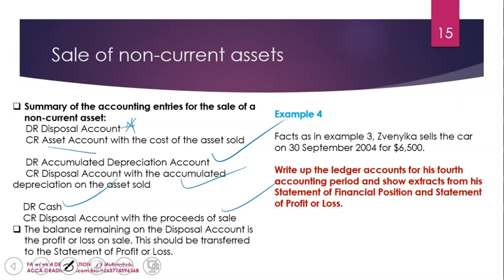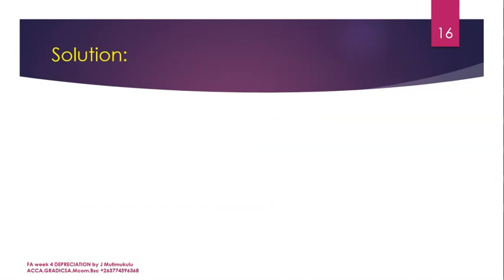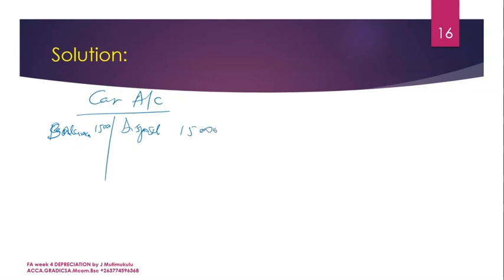Let us first start by drawing up the car account. The car account is as follows. We know that the balance on the car account was 15,000. But the car was disposed of, so we no longer have the car. No car at all. There is no car.